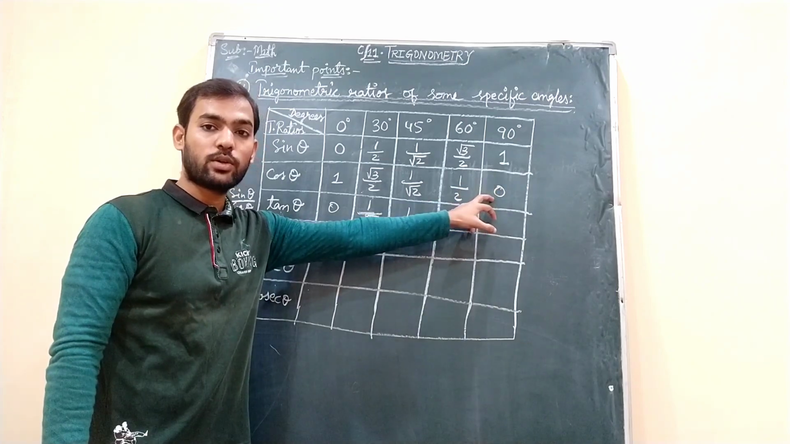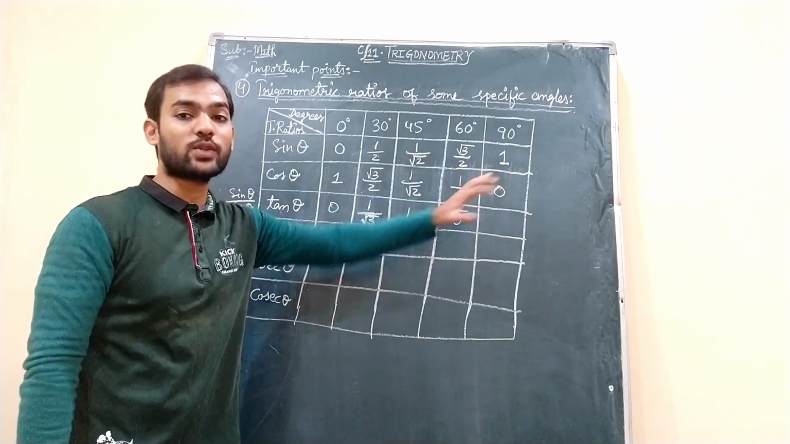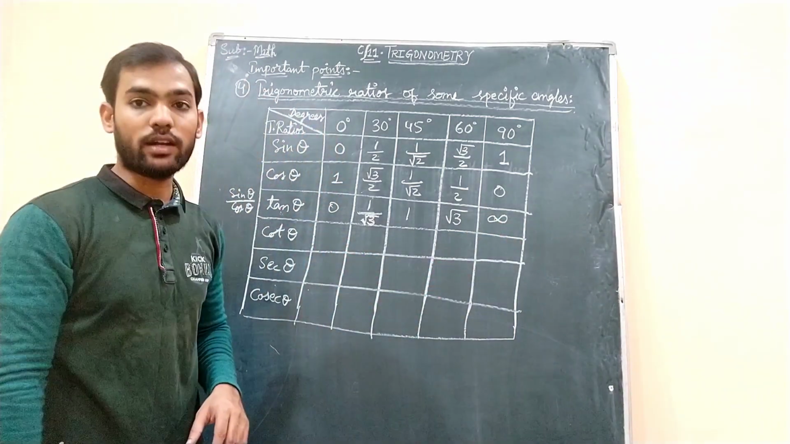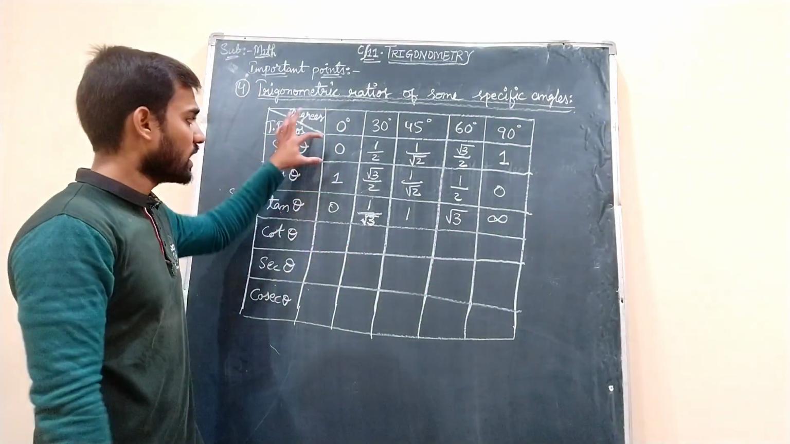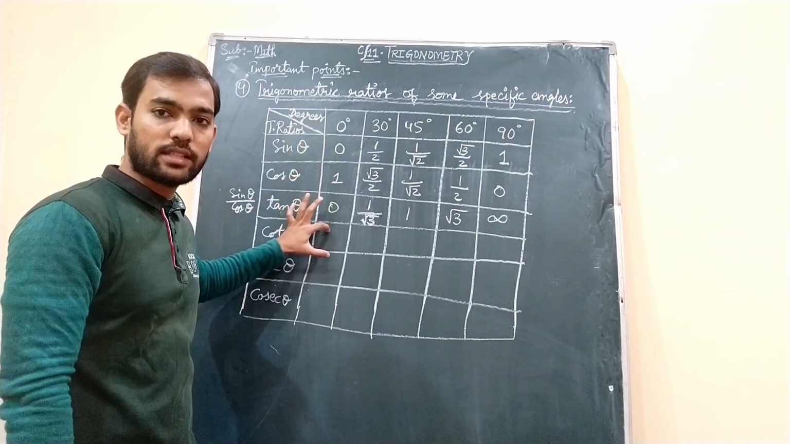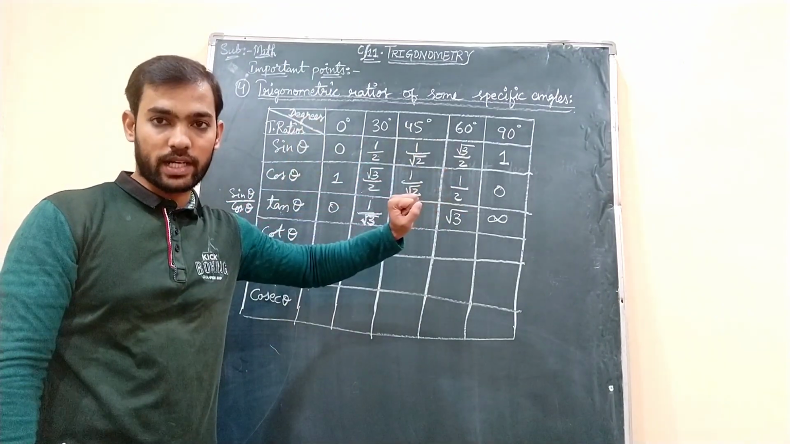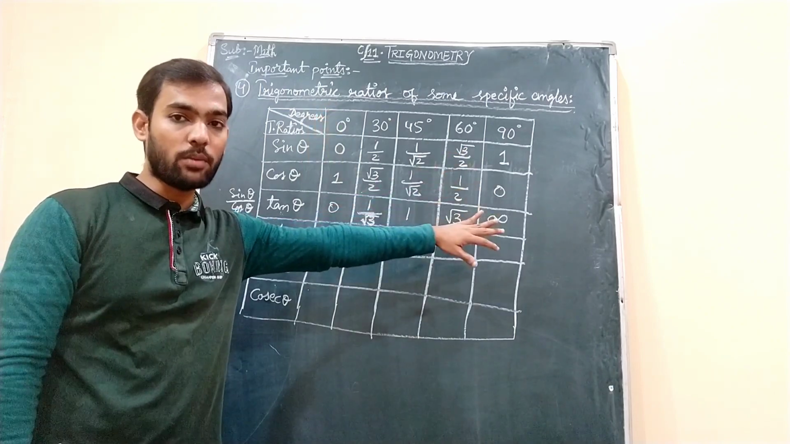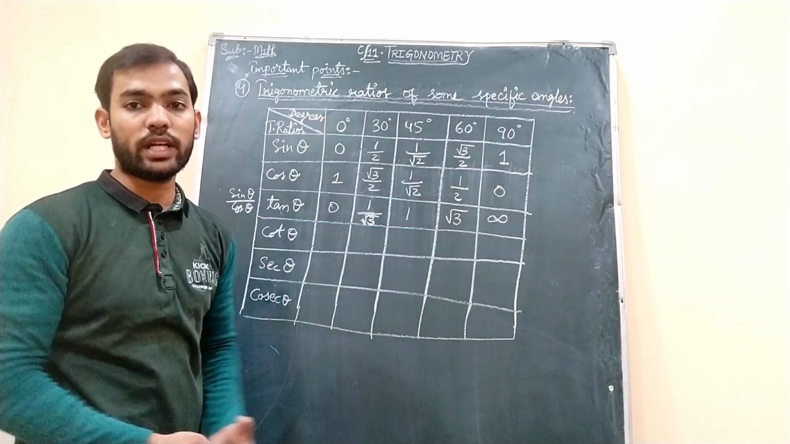Now the last one is what? 1 by 0. Some students will say it is also 0. But it is not 0. 1 by 0 is always not defined. Infinity. Not defined. Okay. So remember, 0 by 1 is 0. 1 by 0 is not defined. If the 0 is in the numerator, it is 0. If the 0 is in the denominator, it is not defined because you cannot divide by it.